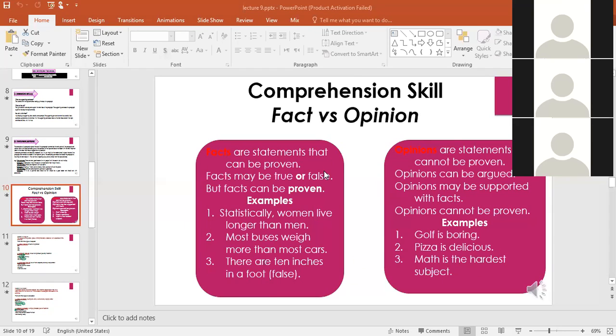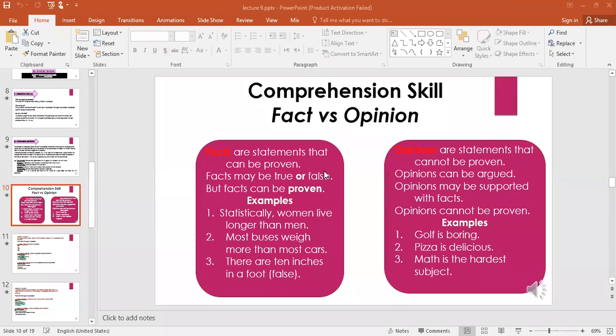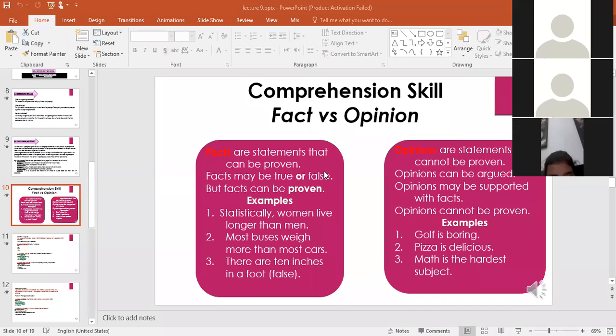Let's now move to facts and opinions. This was the first comprehension scale that we have covered. We have said that a fact is something real, something true, something that cannot be changed, something that can be proven. We can prove a fact. Like, for example, Mars is called the red planet. This is a fact. You cannot change it.